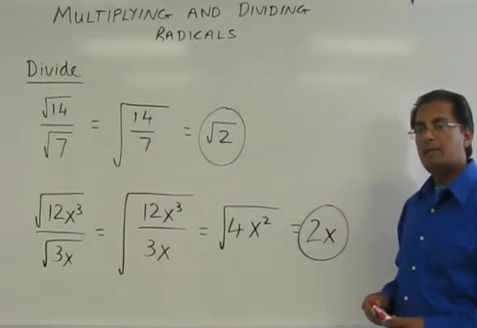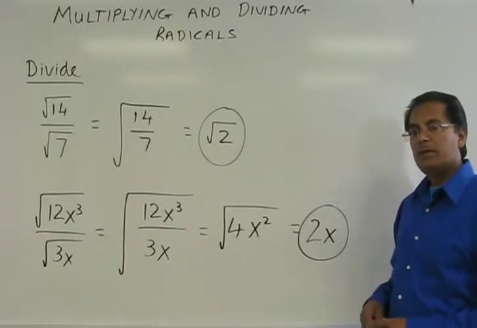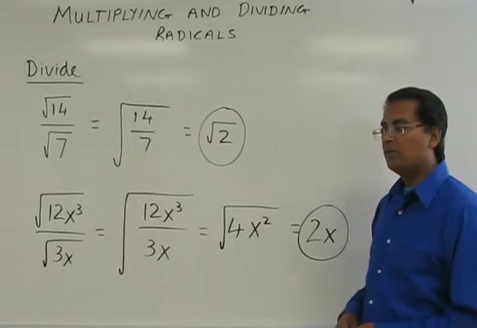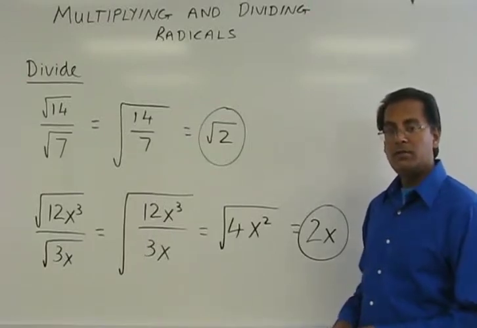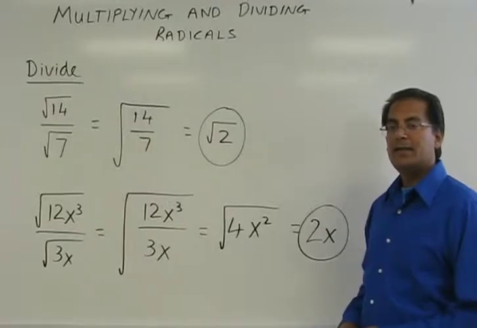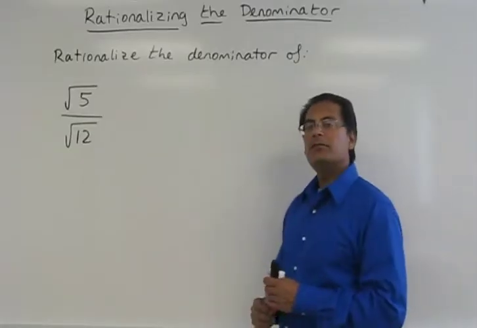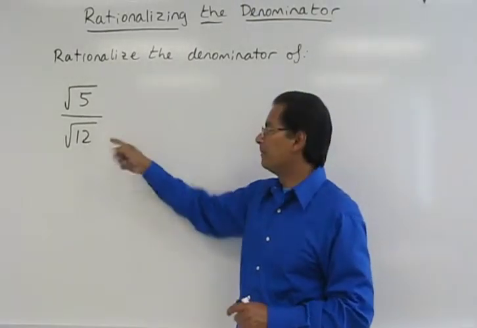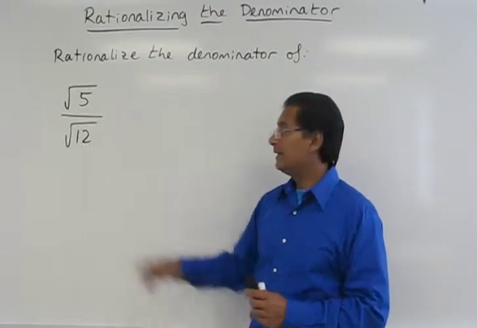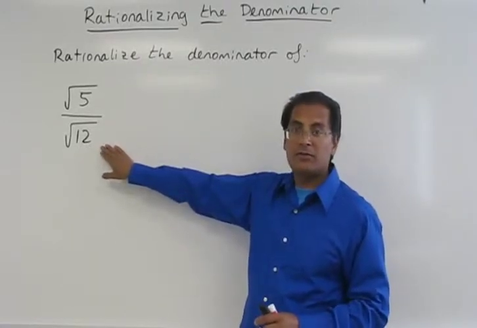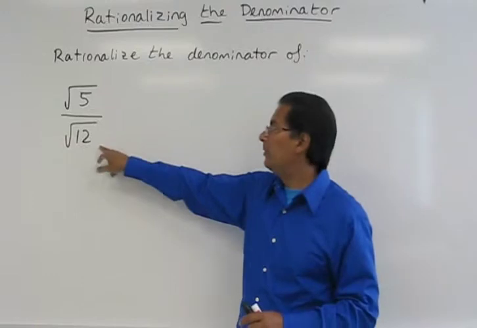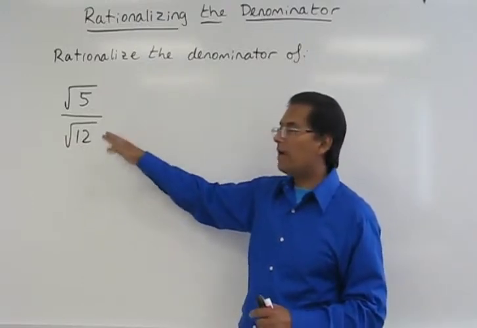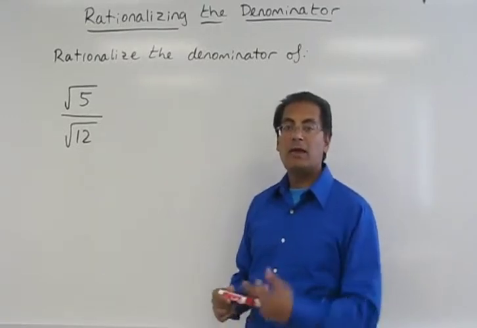Now dividing radicals is a very important tool to know when you're doing algebra. And one special division tool we're going to learn is called rationalizing the denominator. Let's take a look at that. Alright, in this problem we're asked to rationalize the denominator of this fraction, the square root of 5 over the square root of 12. And the idea is this root down here is irrational. A square root is irrational unless you have a perfect square underneath, and we don't here. So square root of 12 is irrational, and we want to rationalize it and replace it with a rational number.